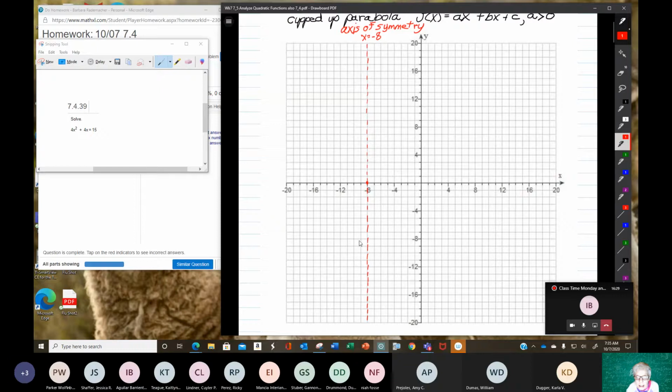I'm going to pick this as the vertex, okay? So this is located at, let's see, this is -8, -9, -10, -11, -12. This is -10 on the y-axis, and -8 on the x-axis, so this point is -8, -10.